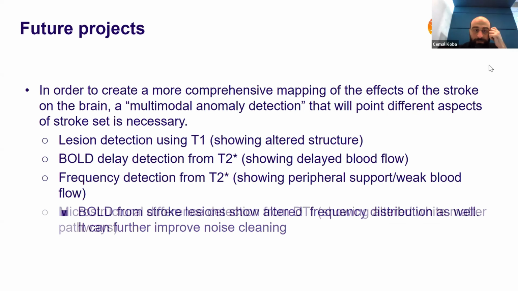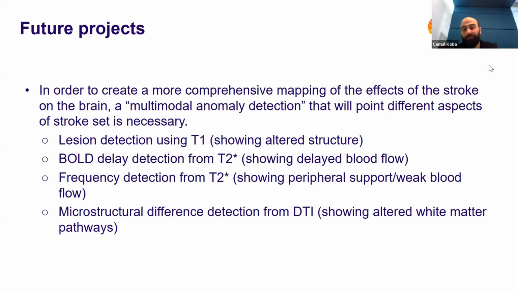And lastly, since the data set we use also has DTI scans, it's also a good idea to identify stroke-related microstructural differences. And altogether, these aspects can result in a nice toolbox that can be used by anyone. And they will just need an fMRI scan to get these reports.